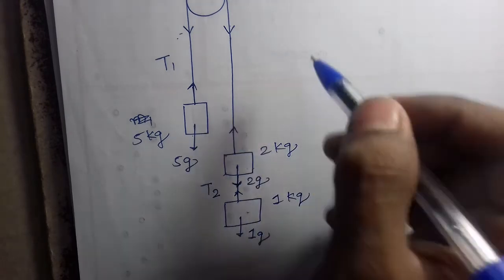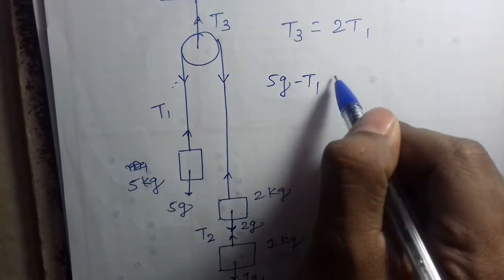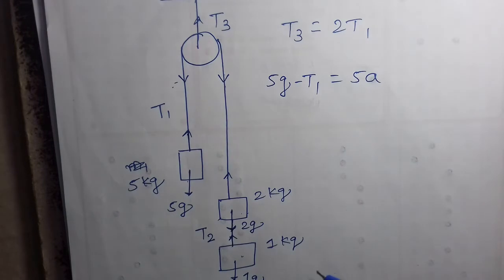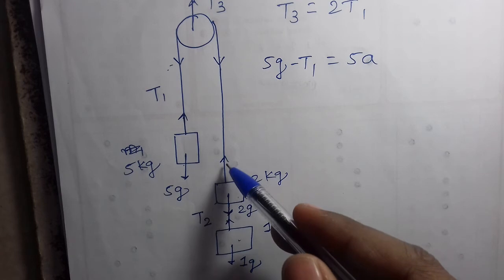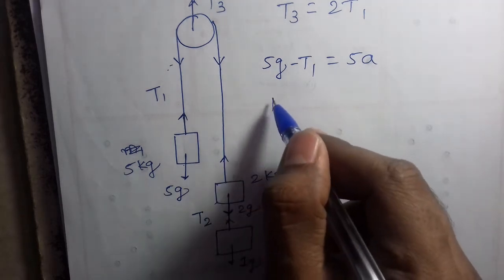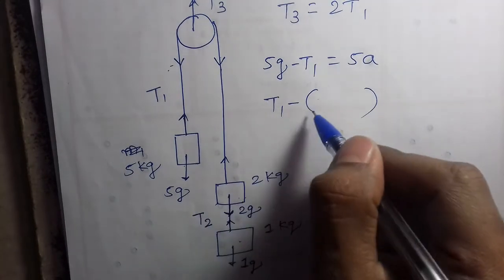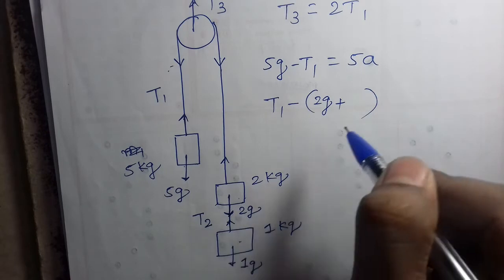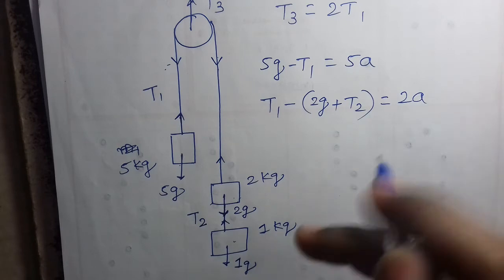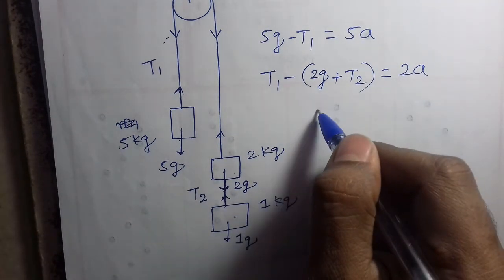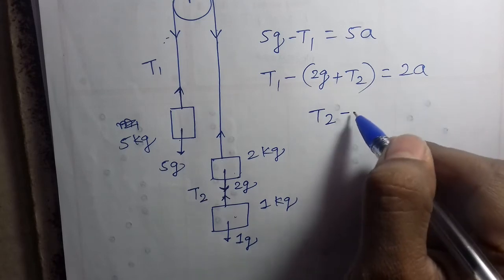So force on this is what? 5G minus T1 is equal to 5A. Then this mass is going in upward direction, therefore T1 is greater than downward forces. So upward force is T1 minus downward forces. There are two downward forces. First one is 2G, and second one is T2, equal to 2A. Then for 1 kilogram, upward force is T2 minus downward force is 1G.